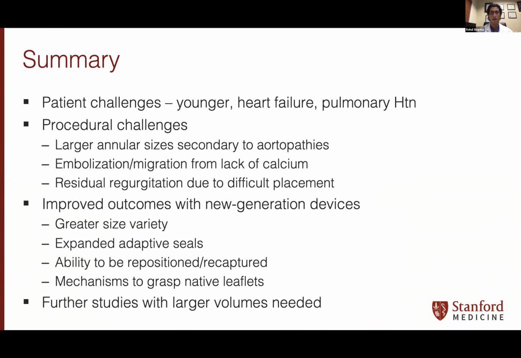Again, the rates of those have come down as we see these newer devices with fabric skirts to mitigate paravalvular leak. And we're seeing improved outcomes with these newer generation devices, in addition to the greater size variety, the adaptive seals, the ability to be repositioned or recaptured, as well as mechanisms in the valve design to grasp the native leaflets or anchor in the native valve annulus. I still think further studies are needed with larger volumes and development of further suited devices for aortic regurgitation specifically. Thank you.